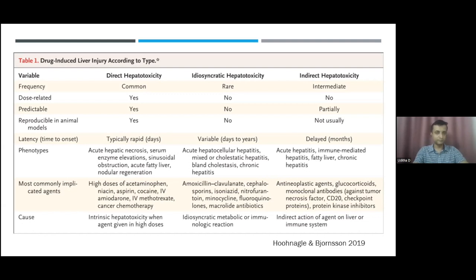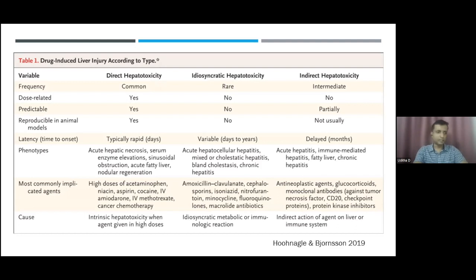Those are dose-dependent reactions, which happen very quickly as a direct effect of the drug. Contrasted to that, there is idiosyncratic hepatotoxicity, which is very difficult to predict. It's not as common as direct hepatotoxicity, and the onset is very variable. It can take days to years. Sometimes you can be on the drug for years and years, and suddenly you get this hepatotoxicity. It's not directly dose related, but sometimes it can be dose related as well. For example, co-amoxiclav or amoxicillin-clavulanate, certain antibiotics, minocycline, fluoroquinolones. These are all examples of idiosyncratic hepatotoxicity.